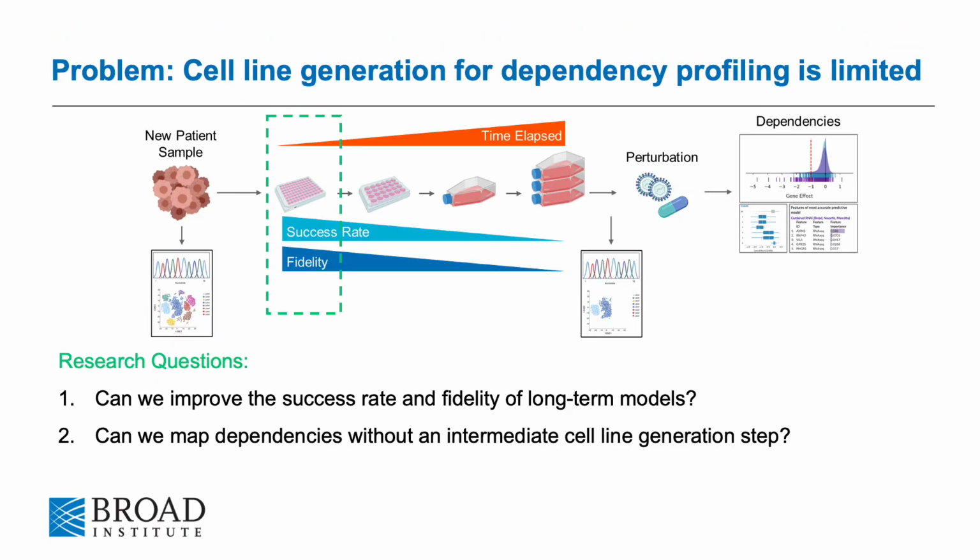So we are asking 2 research questions. First, how can we improve the success of preserving the tumor population in vitro models of desmoid tumors? And secondly, considering the heterogeneity is a feature of desmoids, how can we conduct perturbational studies and map dependencies in early heterogeneous samples without an intermediate culturing step?